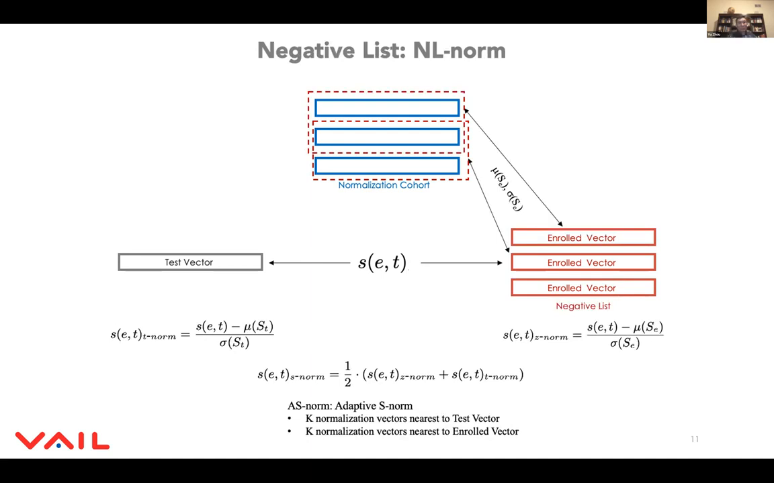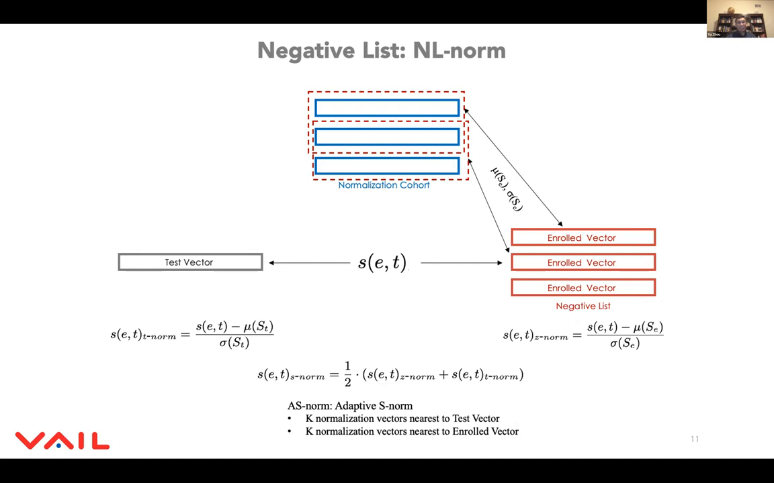However, because the negative list is trying to determine whether a test vector matches any enrolled speaker using a single score threshold, it would make sense to treat the scores with all enrolled speakers collectively as a single distribution. So that's why we propose this NL norm, which is unique for negative list detection.